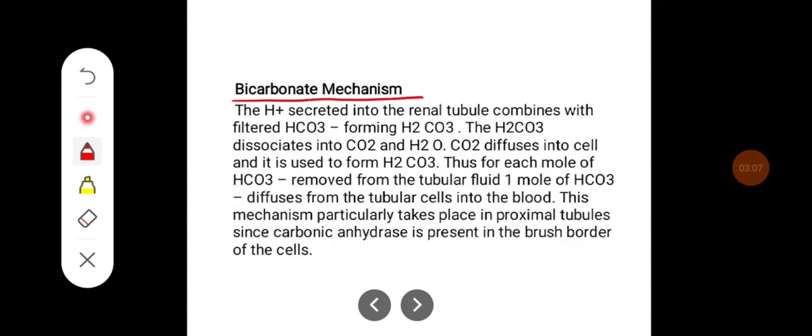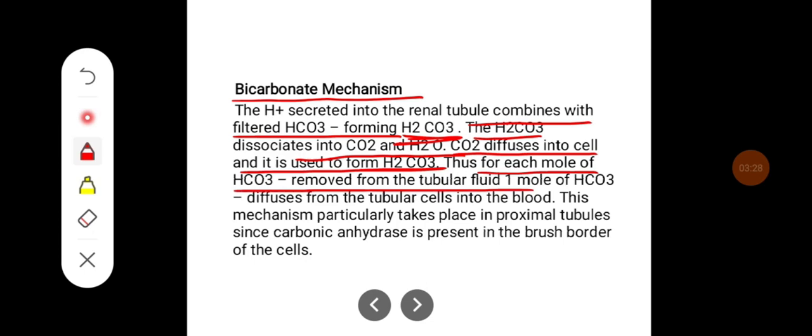One is the bicarbonate mechanism. The H+ secreted into the renal tubule combines with filtered bicarbonate ion forming H2CO3, carbonic acid. The carbonic acid dissociates into carbon dioxide and water. The carbon dioxide diffuses into the cell and is used to form carbonic acid. Thus, for each mole of bicarbonate removed from tubular fluid, one mole of bicarbonate diffuses from the tubular cells into the blood. This mechanism particularly takes place in the proximal tubules since carbonic anhydrase is present in the brush border of the cells.